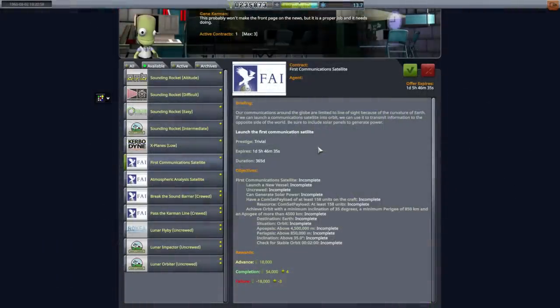If we take a look at the parameters for this first communication satellite contract, we've got the tiny little solar panels on it, so it can generate solar power, though not very well, and probably not enough for that core, but I hope it'll be enough for the contract. Have a commsat payload of 158 units on the craft. We have 160, so that's good. And we need to put it at an inclination of 35 degrees, 850 by 4,500. That sounds like we'll need the Atlas rocket for it. And it's more than 10,000 meters per second. So, yeah. I guess that's what we'll have to try.